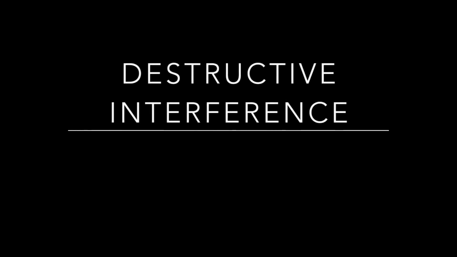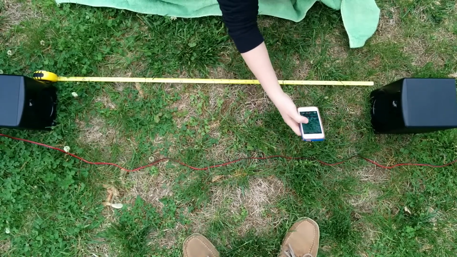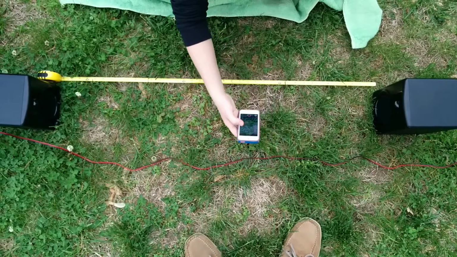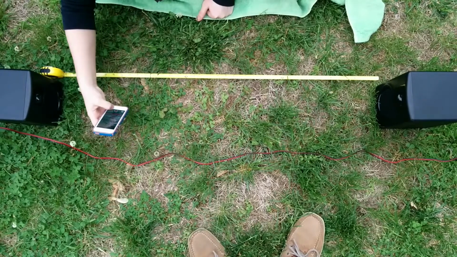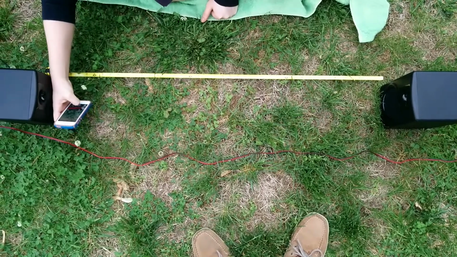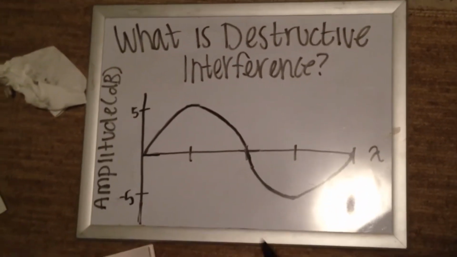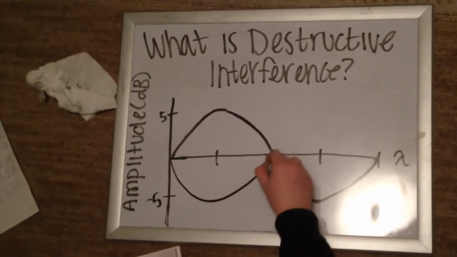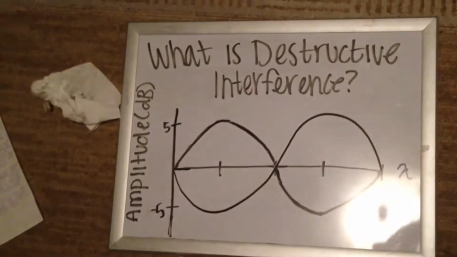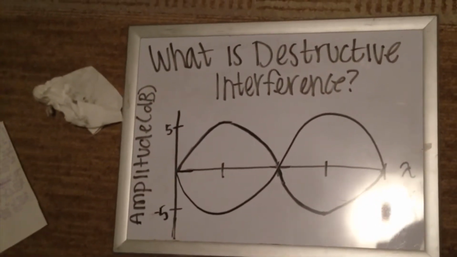When you face two speakers together that output the same frequency, something weird happens. Here is an example of one wavelength with an amplitude of 5 decibels, which will represent the first speaker. Destructive interference occurs when the crest of one wave cancels out with the trough of another. So pretty much the 5 in this example and the negative 5 cancel out to make 0, therefore destructive interference.